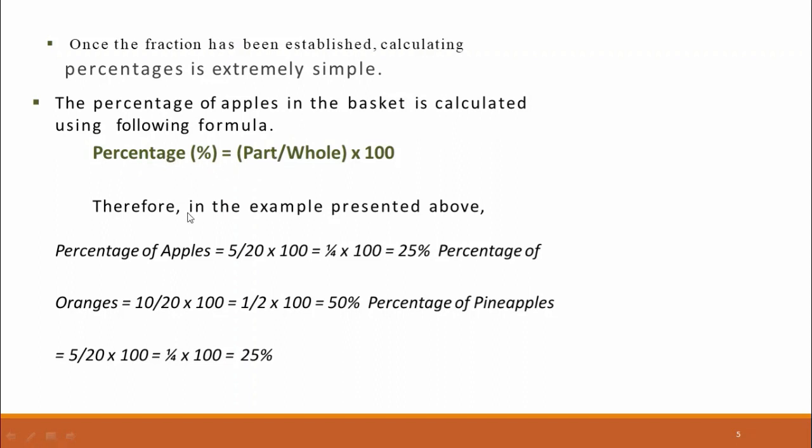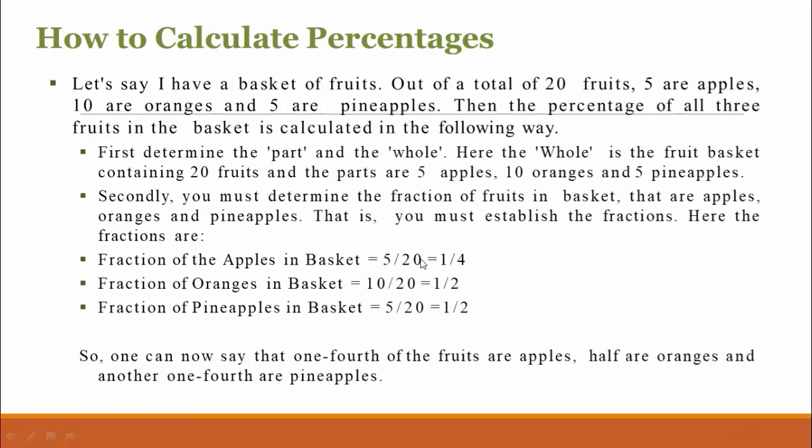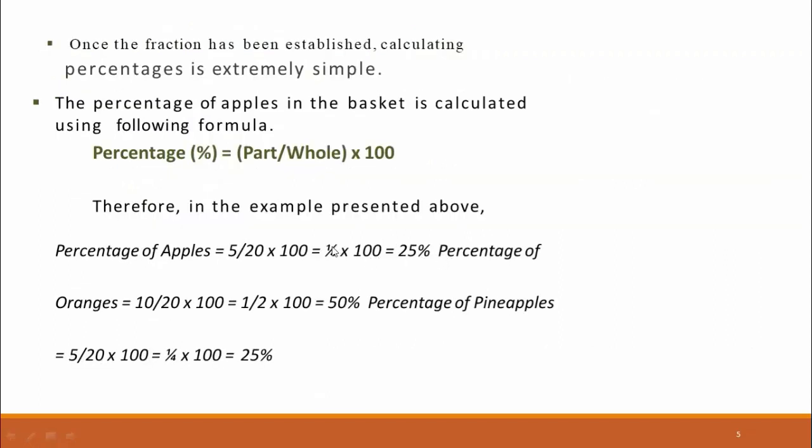So therefore, in our example, the percentage of the apple: part is 5, whole total is 20, multiplied by 100. So after simplification, we obtain 5 by 20 equal to 1 over 4. In the previous slide, you see here 5 by 20 is equal to 1 over 4. 1 over 4 multiplied by 100 is equal to 25%.